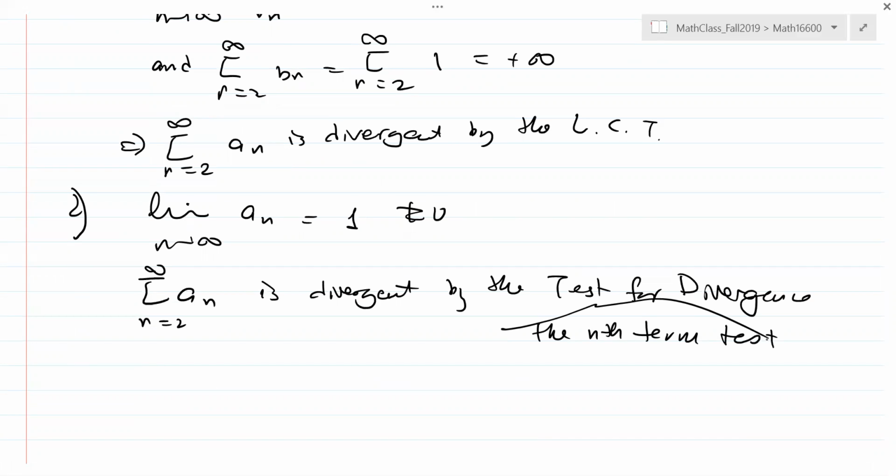Why? Because the nth term test for divergence says that if it's convergent, then the limit of the nth term is going to be 0. Now the limit of the nth term is not 0, so therefore it's divergent. This is a standard way when you argue with some people. Sometimes you say, oh, if what you say is true, then blah blah blah. Then you get a contradiction. Then what you say is not true. So this is a very standard argument: just assume what you say is right, then you prove there is a contradiction.